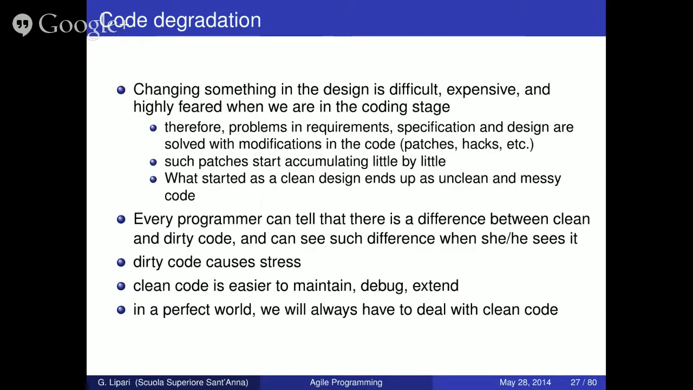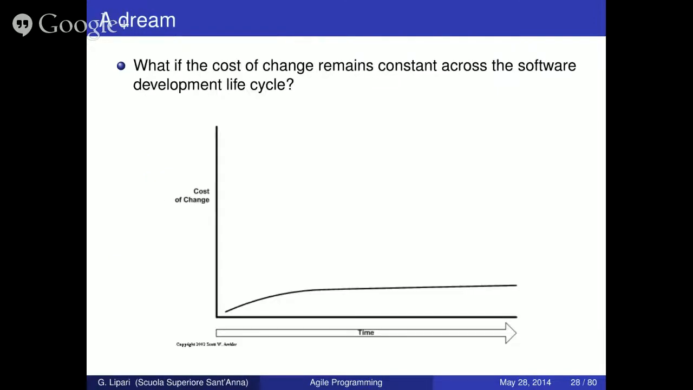Every programmer can tell the difference between clean and dirty code, and can see it when he sees it. Dirty code causes stress because it's difficult to go back, difficult to maintain, difficult to extend. So in a perfect world, we would always deal with clean code. The dream is to achieve this curve, which means the cost of change remains constant across the software development life cycle. Of course, this is a dream, and it's basically impossible.